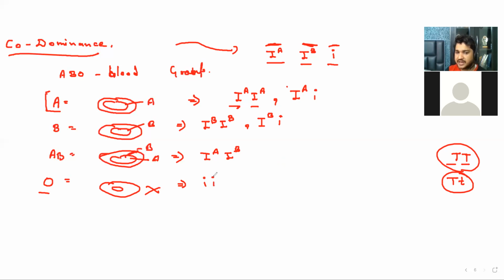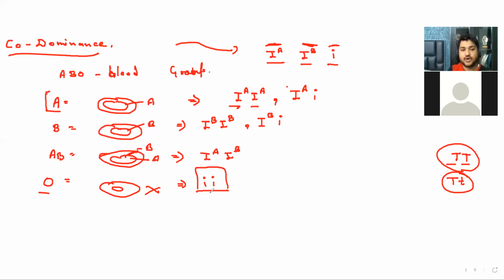This blood group O is small i and small i, right? Yeah, that's it, nothing else. Why does it have a small i? Why not IA, IB, or small i? Because they won't, that's not the glycoprotein. It has no glycoprotein. Yes, very good. Exactly. Very well done.